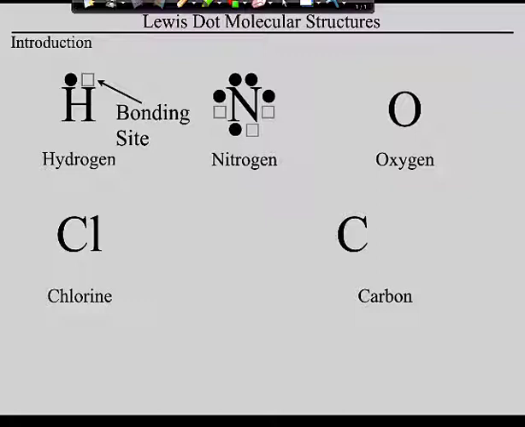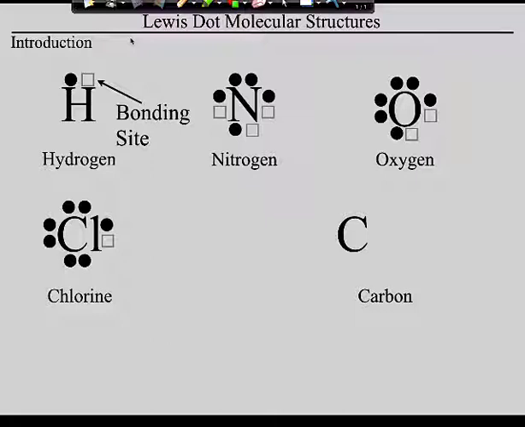So guys, oxygen with 6 valence electrons looks like this. How many bonding sites does it have? 2. And then chlorine with 7 valence electrons, just like all the halogens, 7 valence electrons. How many bonding sites does it have? 1. So guys, why did I put them in this order? Well, I wanted you to see that hydrogen only has 1 bonding site, and then we went 3 and 2 and 1 bonding sites.